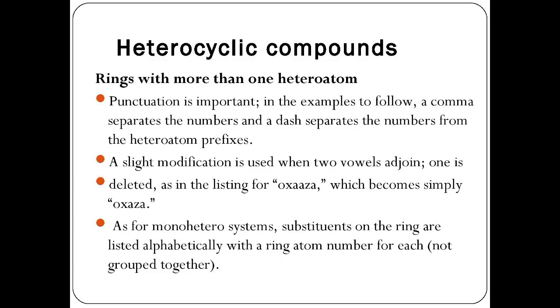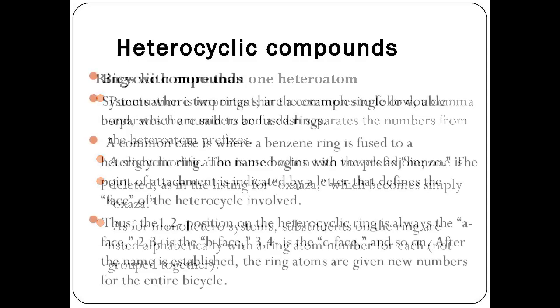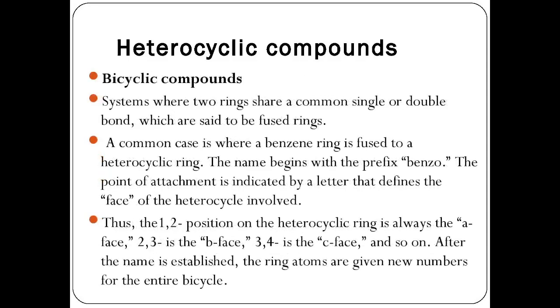Next, as for monohetero systems, substituents on the ring are listed alphabetically with the ring atom number for each, not grouped together. Same rules apply for the bicyclic compounds, systems where 2 rings share a common or a single double bond, which are said to be fused rings.